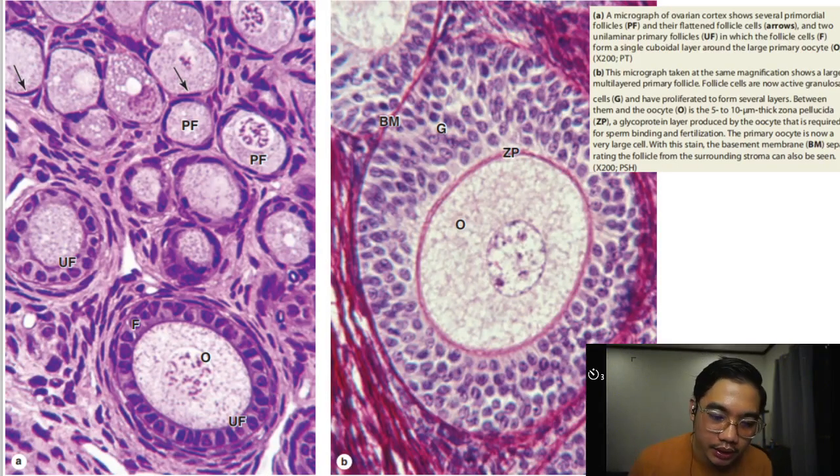So, let's zoom in on this. We will just see, no? From the look of it, the follicular cells, the lining, are still flattened and squamous, and the structure is rounded. Okay, so this is a primordial follicle, because its follicular cells are still flattened and squamous.